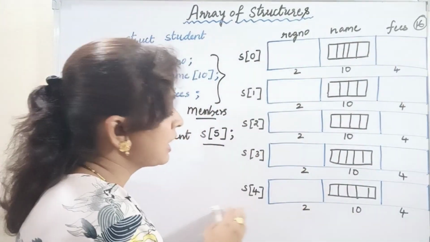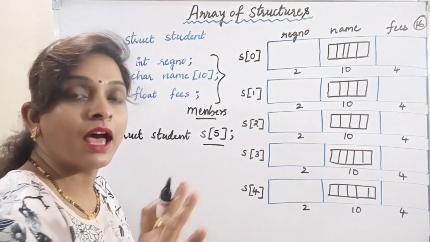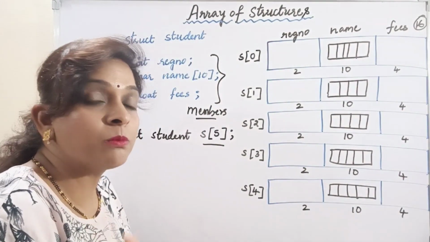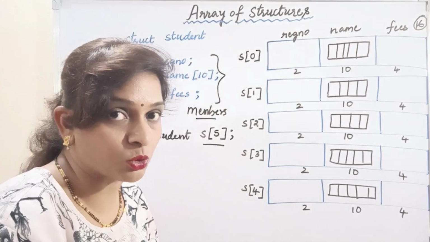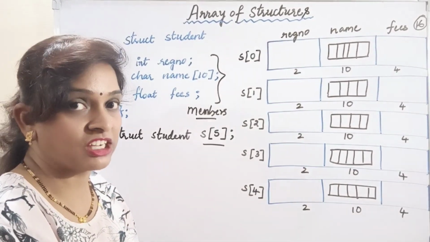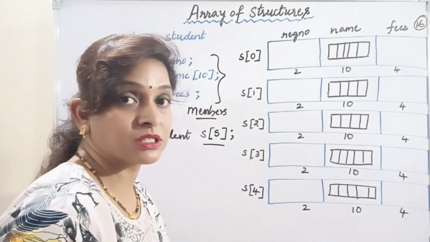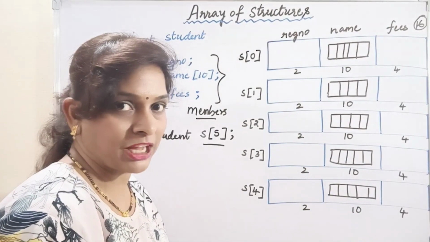It goes on up to S of 4, register number, name and fees. Totally, I can store a maximum of 5 students' details. It can be less than that also. But memory will be allocated to store the details of 5 students with the respective members. I can store less than that also. But that is the disadvantage of arrays.